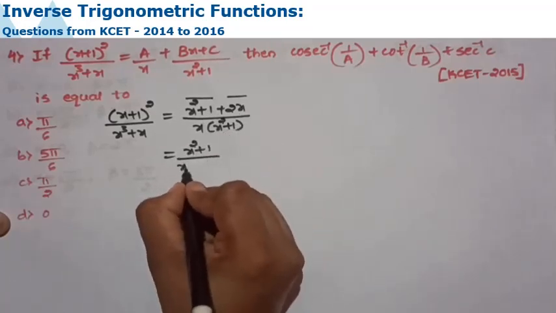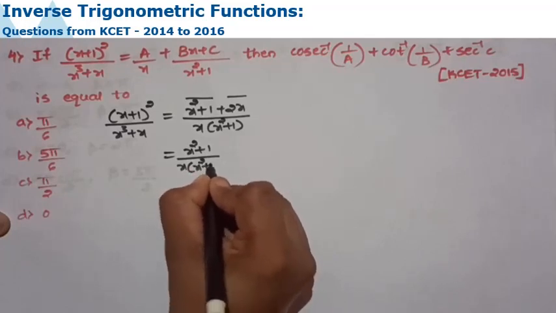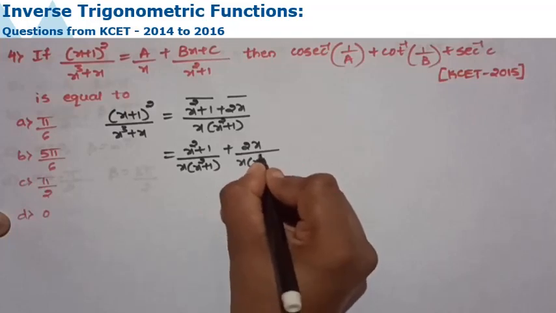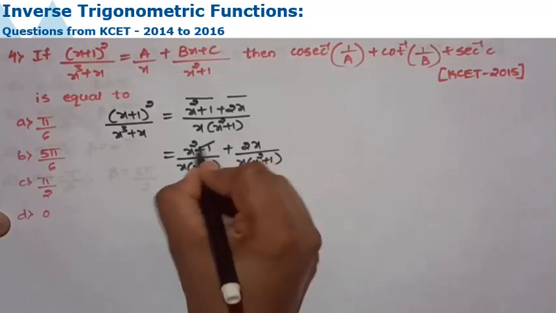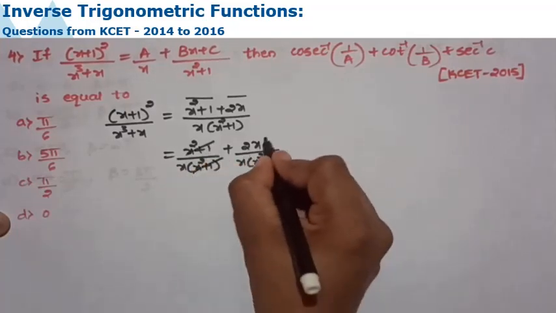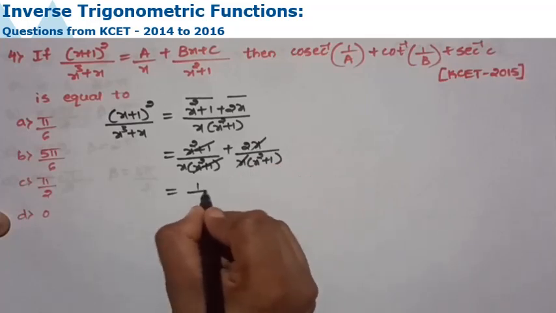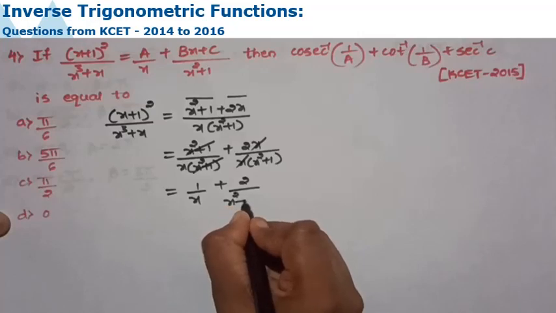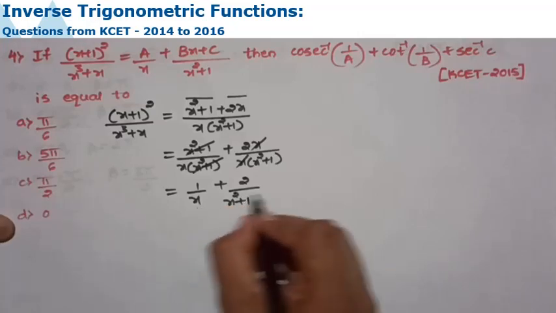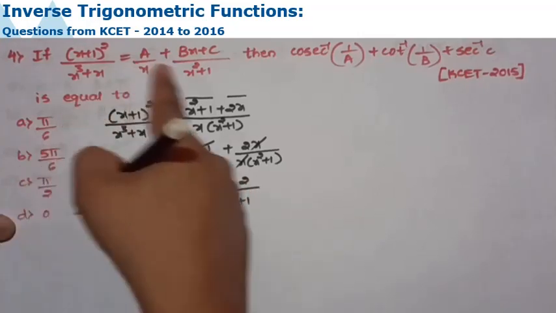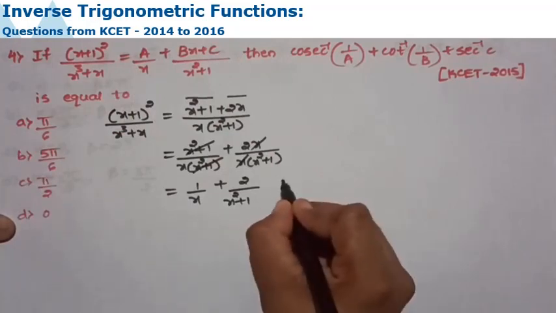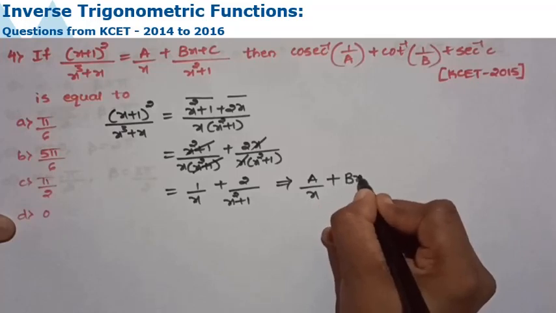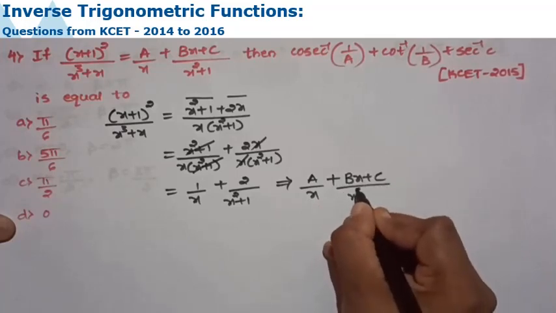(x square plus 1) divided by x into (x square plus 1), plus 2x divided by x into (x square plus 1). Here I can cancel x square plus 1 with x square plus 1, and here cancel x and x. Here we are getting 1 by x plus 2 divided by x square plus 1. So the given expression, they have split like this: a divided by x plus (bx plus c) divided by x square plus 1.